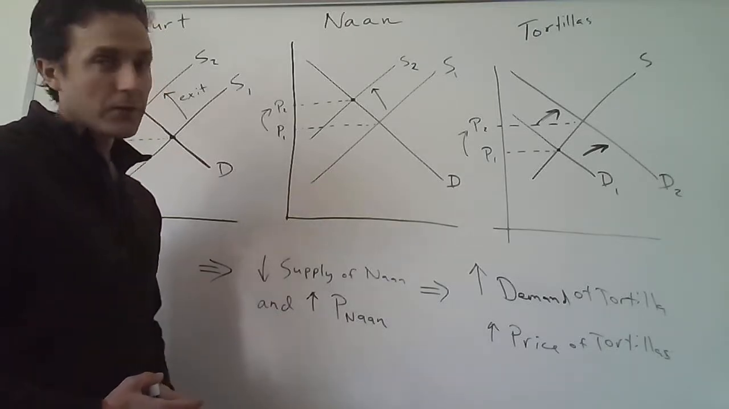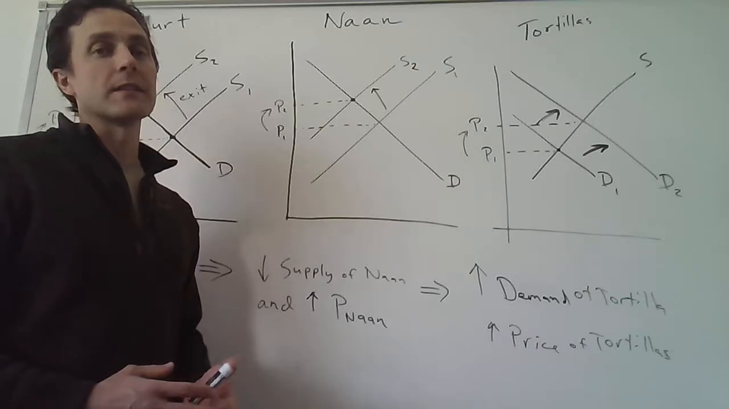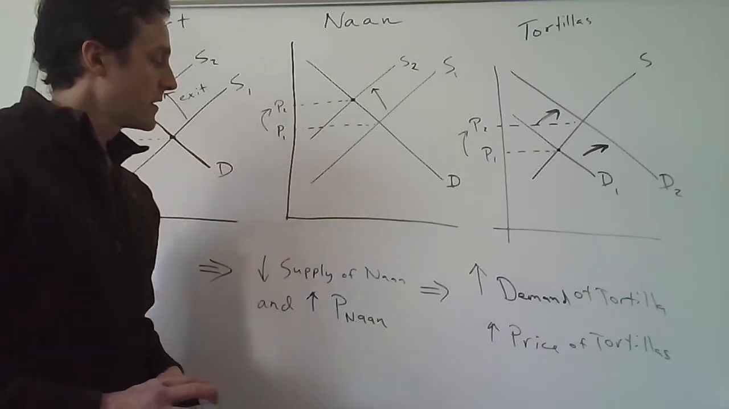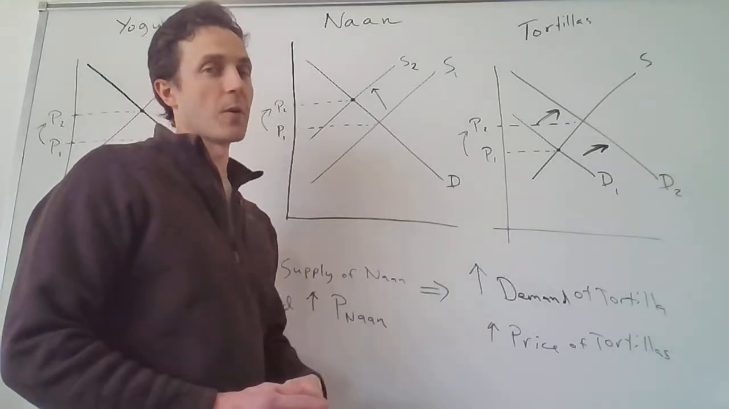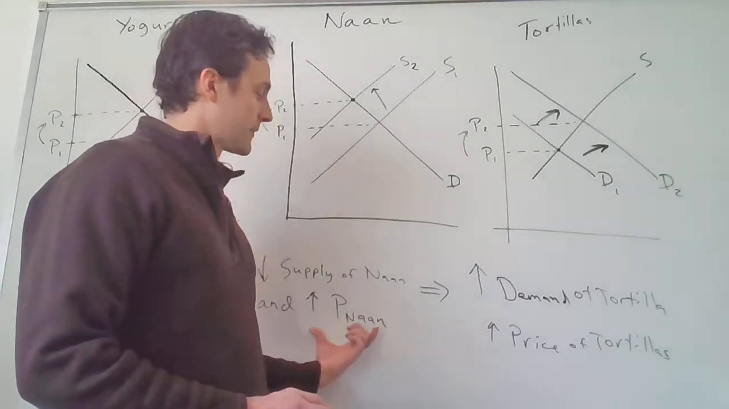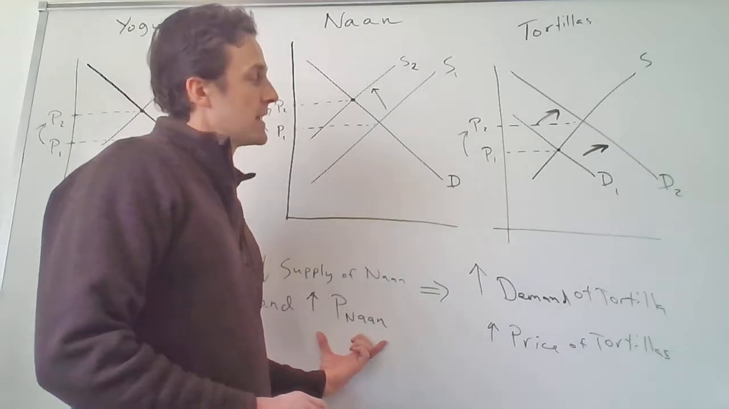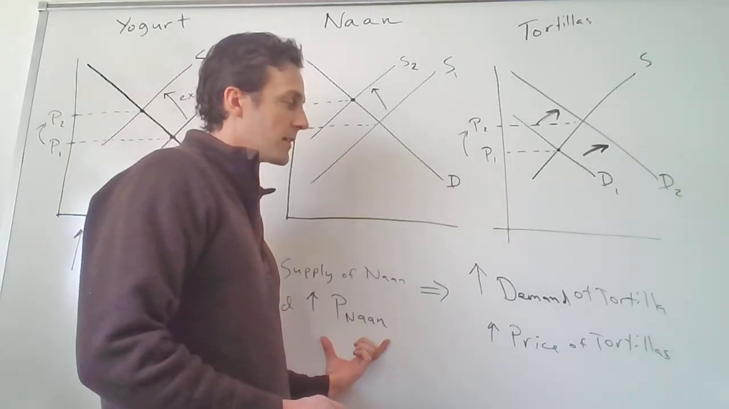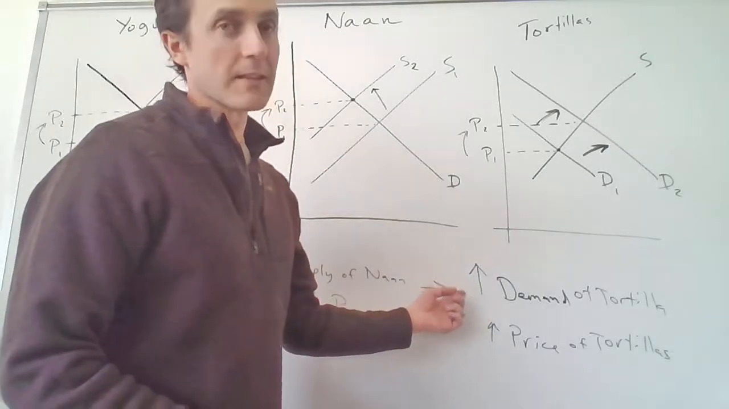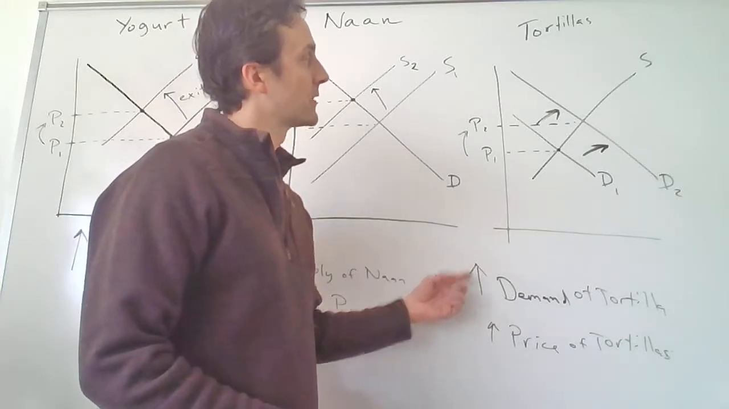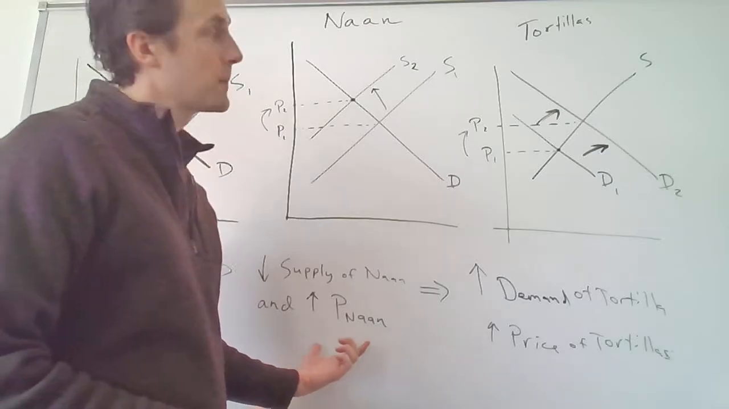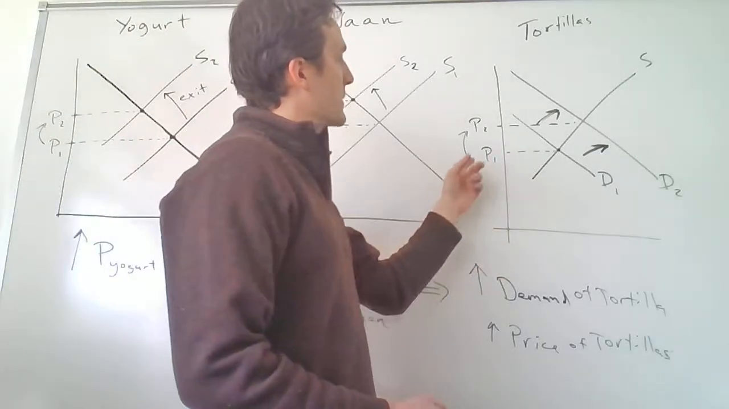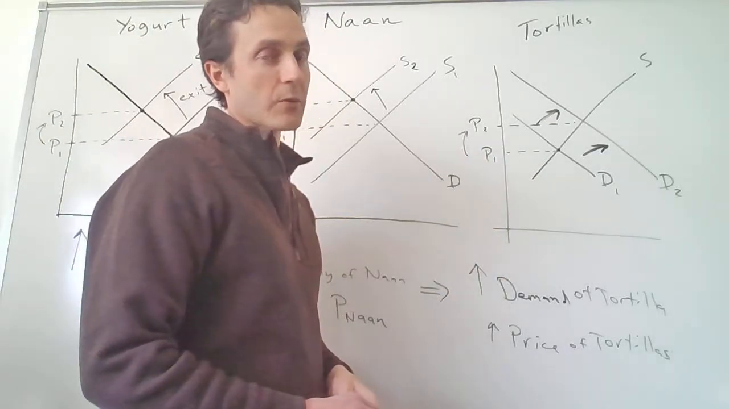Now we also assume that naan and tortillas are substitutes. So an increase in the price of naan is going to have an effect on the market for tortillas. Since they are substitutes, an increase in the price of naan will lead to an increase in the demand for tortillas. So demand for tortillas will shift to the right, and in equilibrium, the price of tortillas will rise.